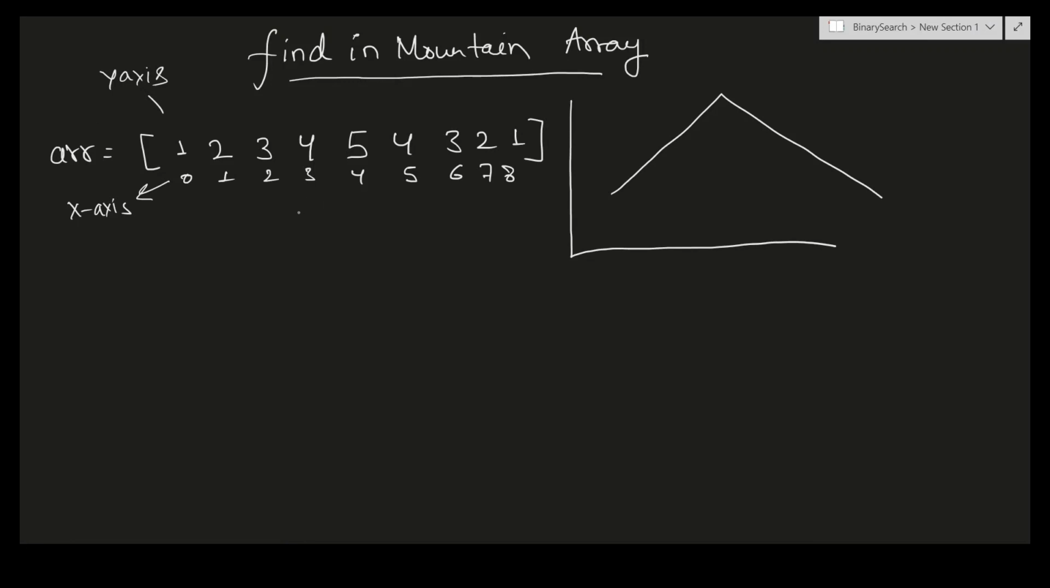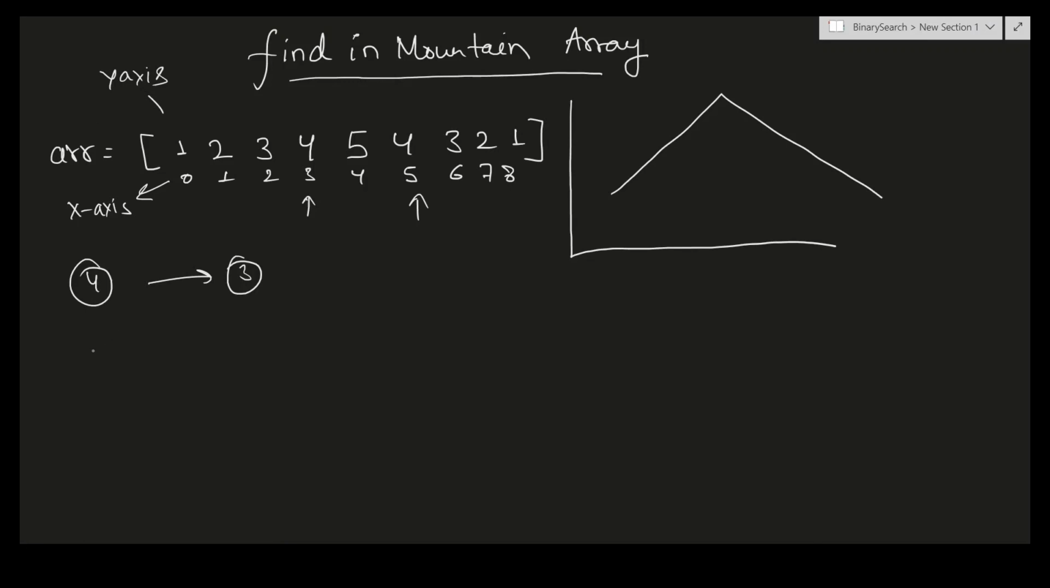And in this question, we have to find the index of a particular element. Suppose I want to search for 4. There are two places where 4 occurs. The first index is 3, the second index is 5. So we have to return the minimum of those. For this, the answer will be 3, because out of 3 and 5, 3 is the minimum.